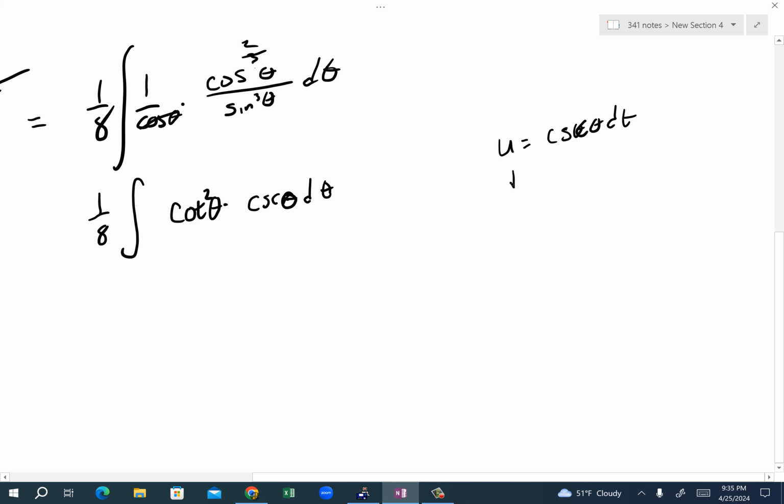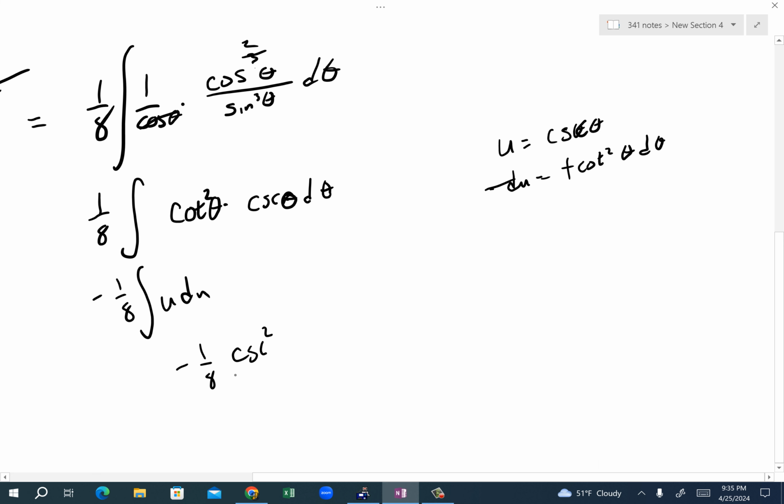What is du? That'll be negative cotangent squared theta d theta, right? But I have negative. I got, yeah, no, I don't have that. So I have this, right? So this looks like negative 1/8 the integral of u du. So that's just u squared over 2, right? So negative 1/8, that's u squared, so cosecant squared over 2. So negative 1/16 cosecant squared theta, right? That's your final answer.